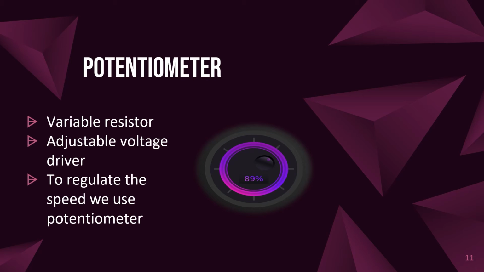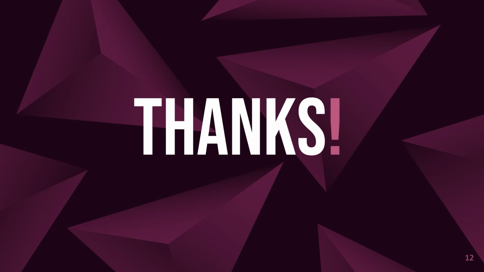A potentiometer is nothing but a variable resistor. If you rotate the knob, the resistance will vary. So using this potentiometer, we can adjust the voltage. Here we are using it to control the speed. And next, we want to see how the project is implemented.